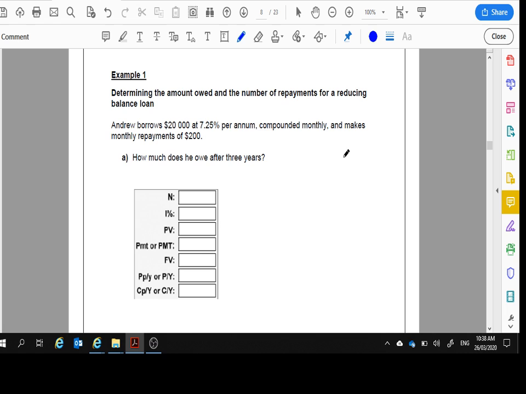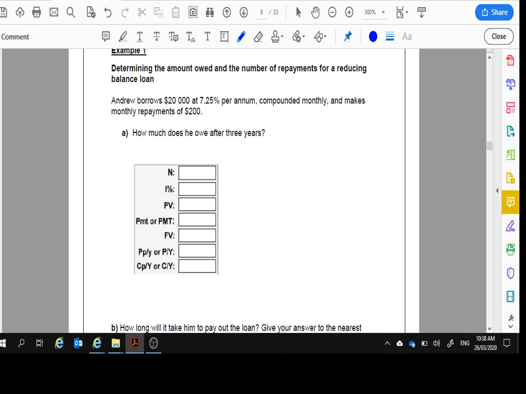Example 1. Determine the amount of money owed and the number of repayments for reducing balance loans. Andrew borrows $20,000, so $20,000 is the present value. 7.25% per annum is the interest; you don't need to write the percent. It's compounding monthly, so the two are 12 because it's happening monthly. He makes monthly repayments of $200, so minus $200 because he's paying. How much does he owe after 3 years?